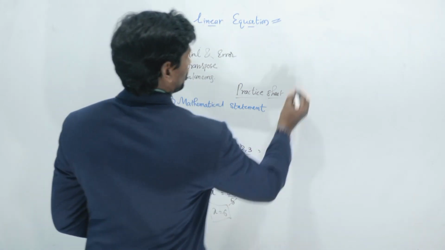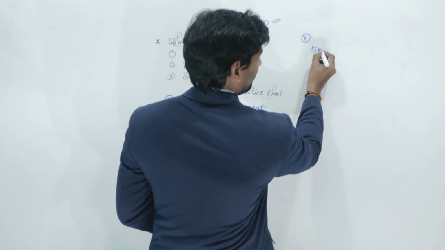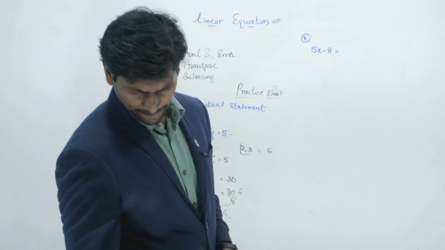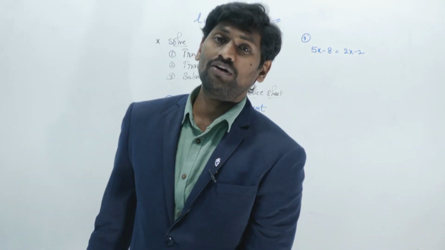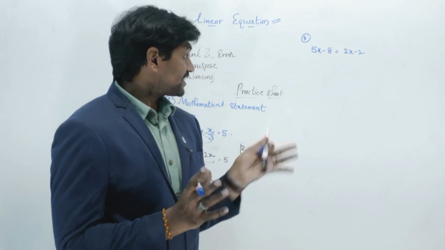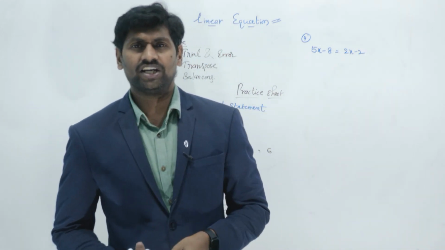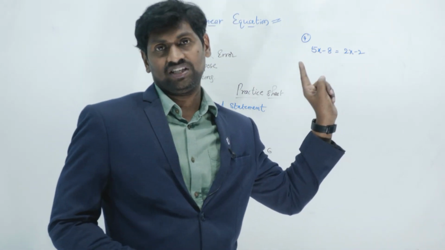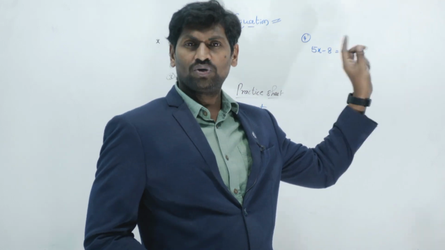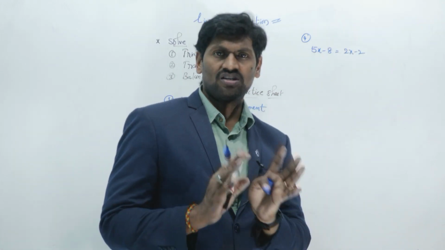Now the fourth question. Let us see the fourth question: 5x minus 8 equals 2x minus 2. Find the value of x. While observing such equations, the variable is on both the left hand side and the right hand side, and both variables are the same, only x. So try to bring all the variables to one side and the numbers, that is, the constants, to the other side.